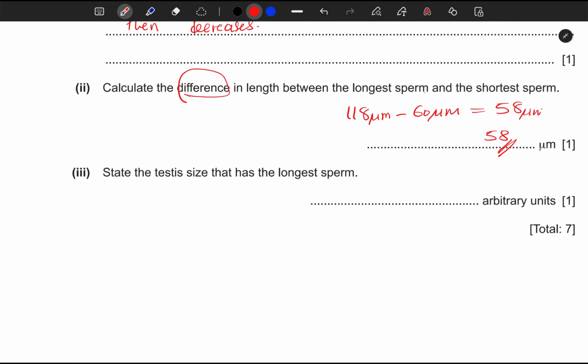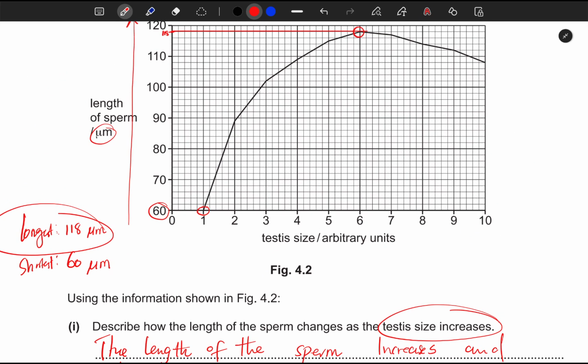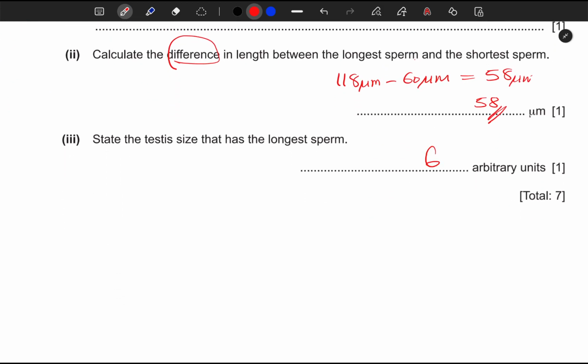That's all. Next says, state the testis size that has the longest sperm. We said the longest sperm is 118. Now they want the size which corresponds to the longest sperm, which is here, 6. So you write 6 arbitrary units.